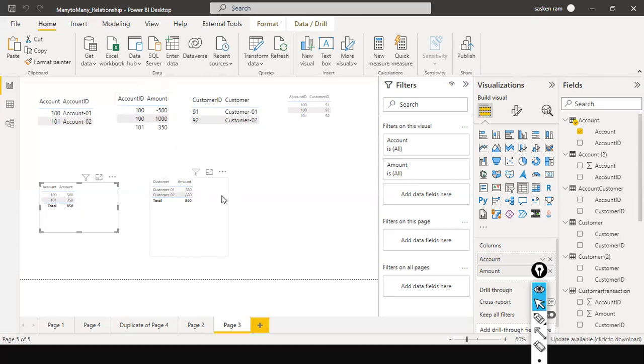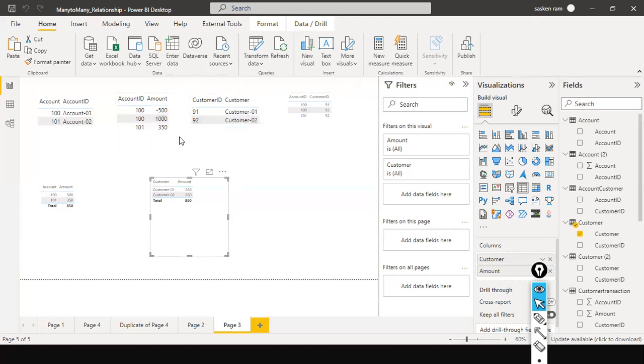But in this case, what happened? The customer-wise balance, if I see it, the customer ID is 91. If you see here, 850 is coming, right? How did we get 850 here? Customer one's ID is 91. The account is 100, so 100 has a negative. So account 91 is having negative 500, and the other account, 92.